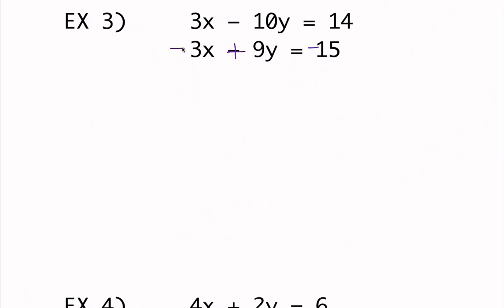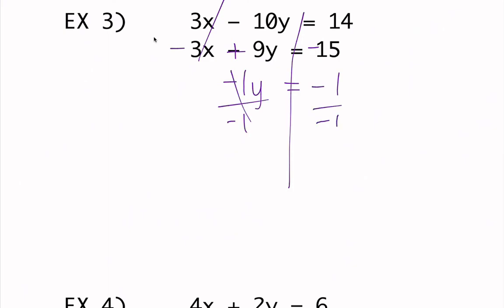Positive 3x and a negative 3x cancel. So I'm going to add my y's together. Negative 10 plus 9 is a negative 1y. 14 plus negative 15 is a negative 1. Divide both sides by negative 1 to get y is equal to a positive 1.